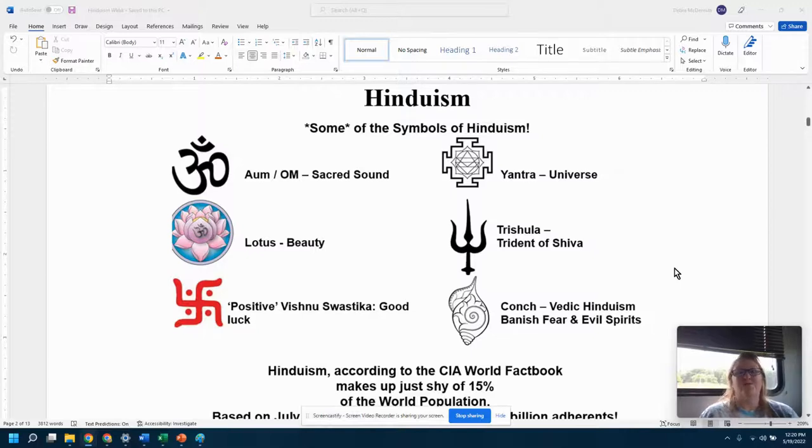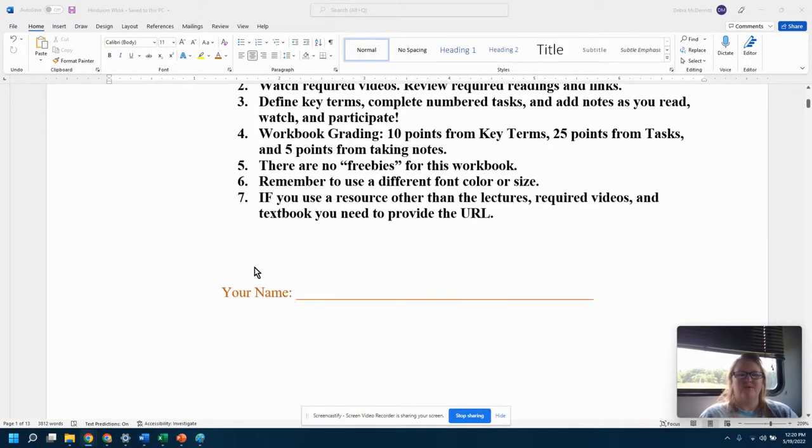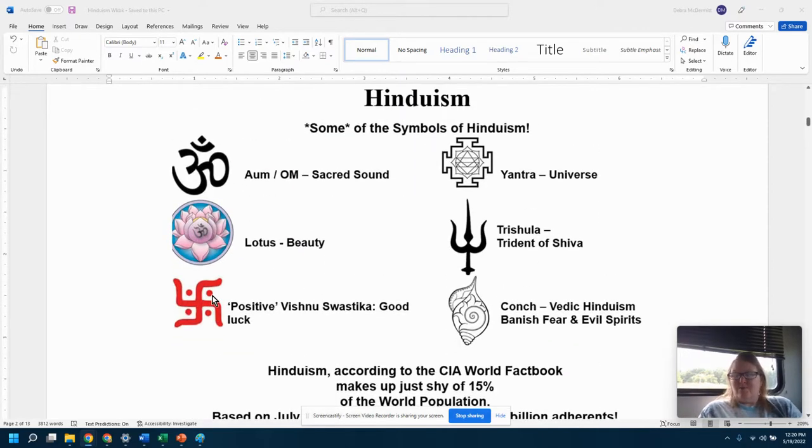All right, so welcome to the Hinduism workbook. Of course, make sure you put your name here and remember to use a different font. The workbook, of course, is also a note outline and allows you to have a little bit of information that's not quite in our textbook.